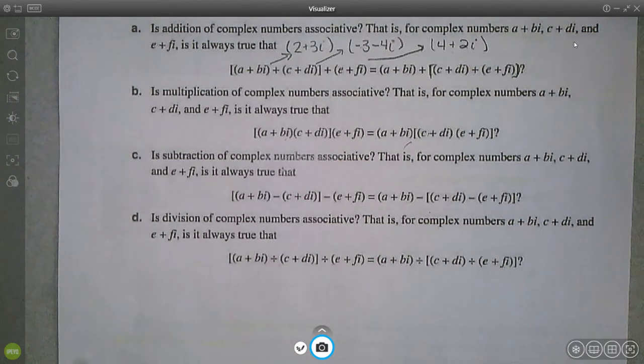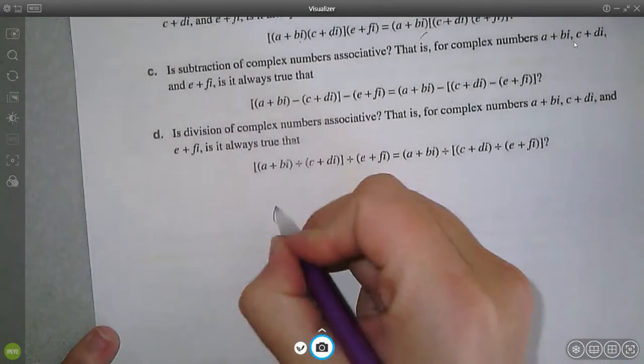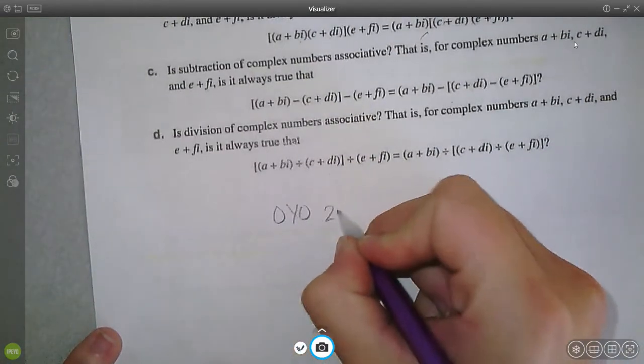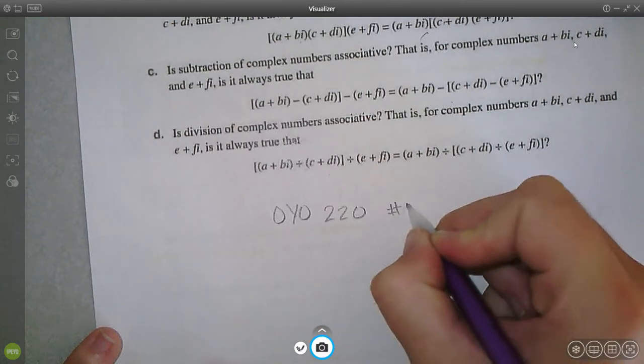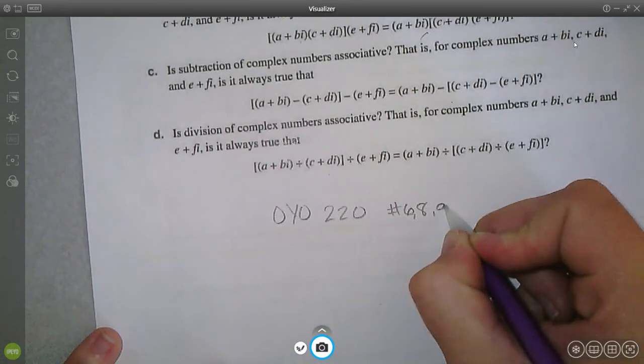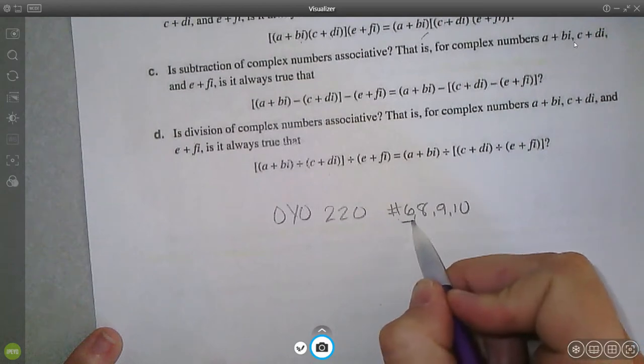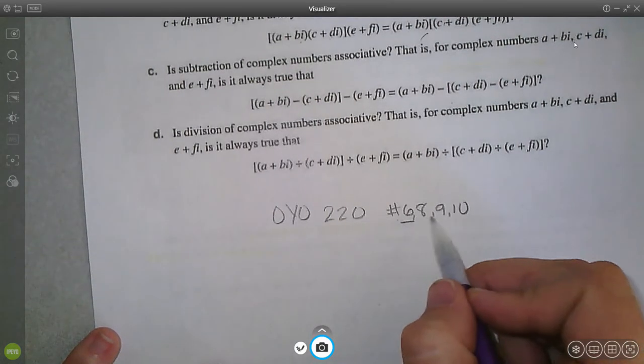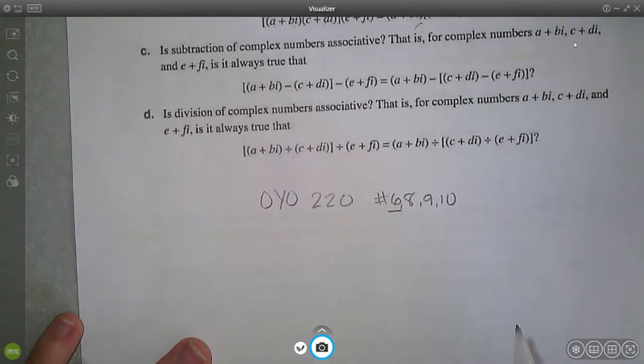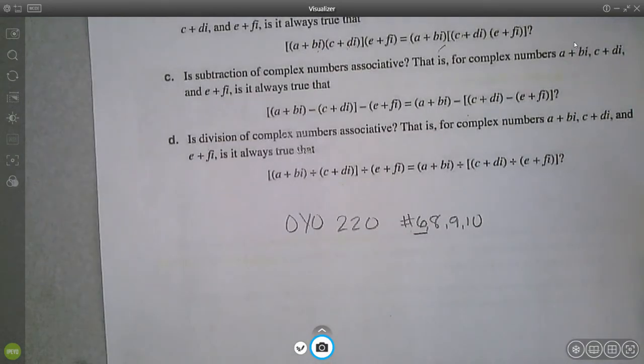Okay, so that is your investigation. When you are done with this, you should be able to complete OIO page 220, numbers 6, 8, 9, and 10. 6 is one that you could have done yesterday if you wanted. 8, 9, and 10 are ones that you should be able to do now.